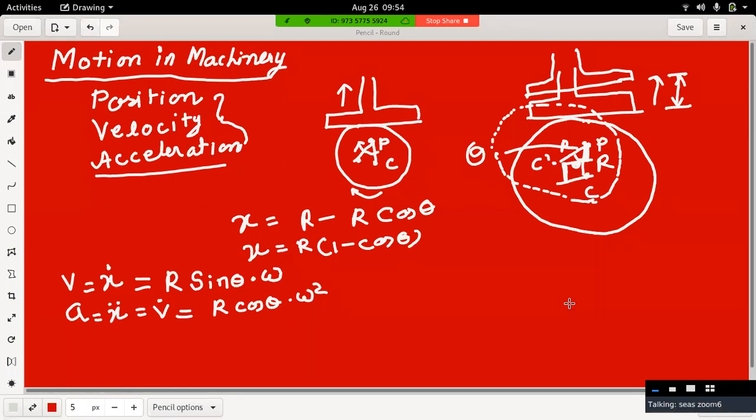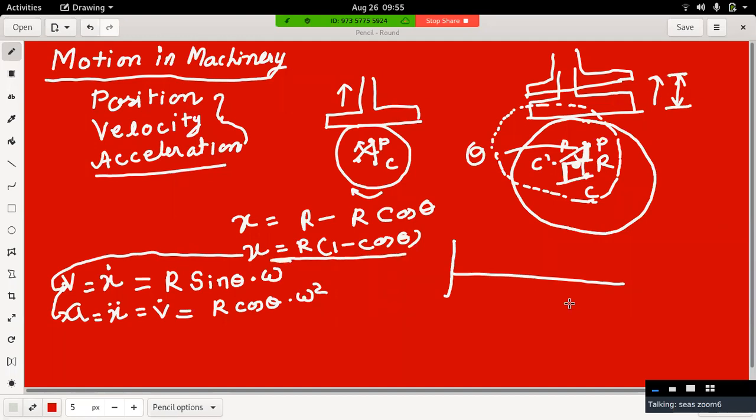So there are three expressions which are interrelated, which actually shows that in order to determine the velocity and acceleration, you need to know what is the position. And if we try to plot this curve, we can determine the position at any particular instant. x is equal to R(1 minus cos theta).